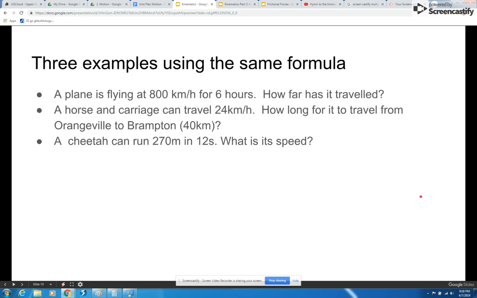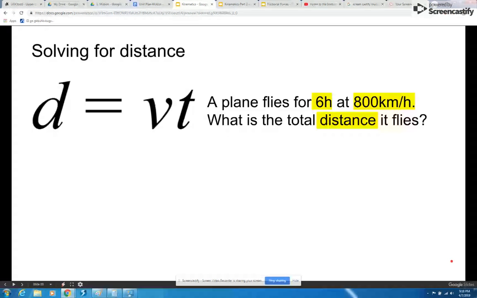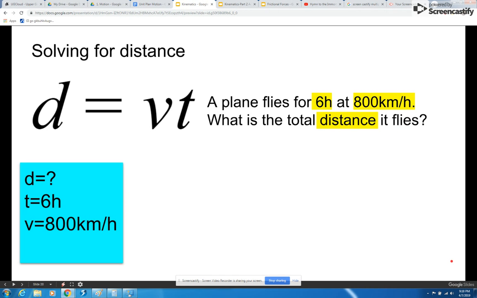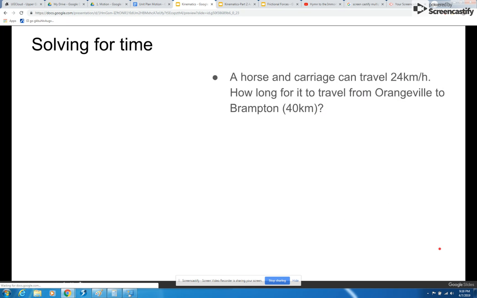Let's look at these 3 examples now. A plane flies for 6 hours at 800 kilometers an hour. The total distance it flies would be using this formula. We arrange our knowns and unknowns, write out our formula, keeping the units, brackets preferred instead of the times sign, and box or somehow draw to my attention your answer.